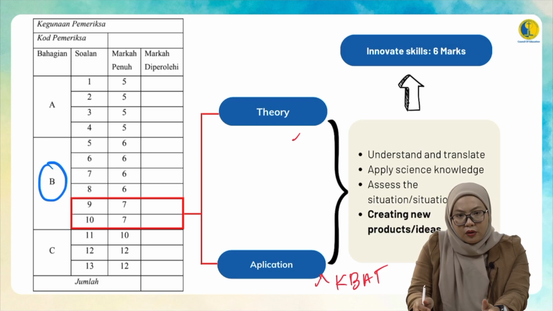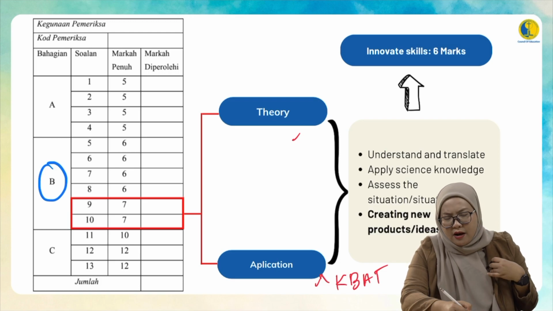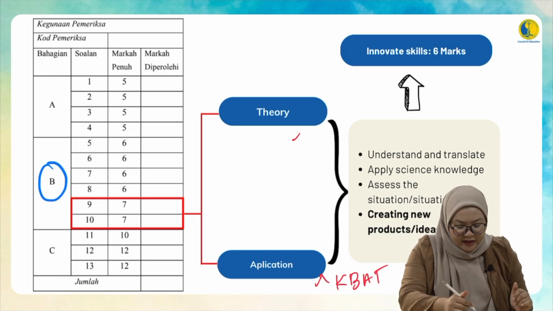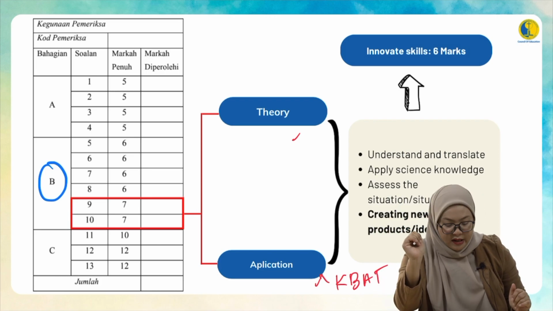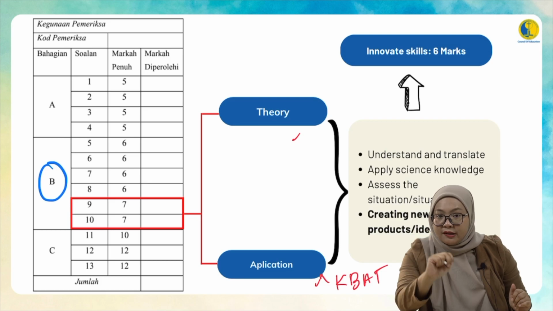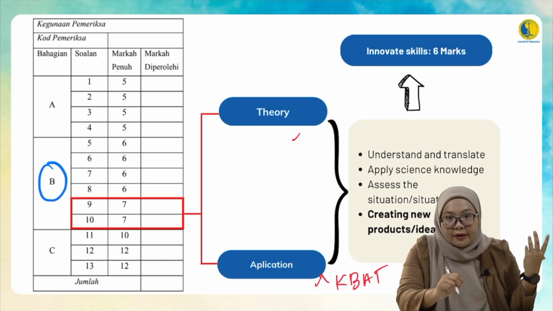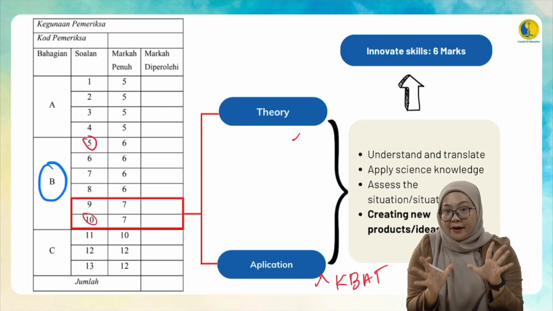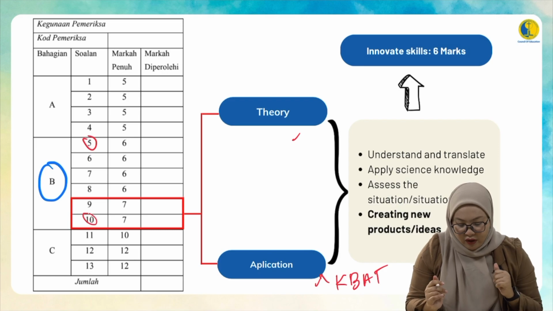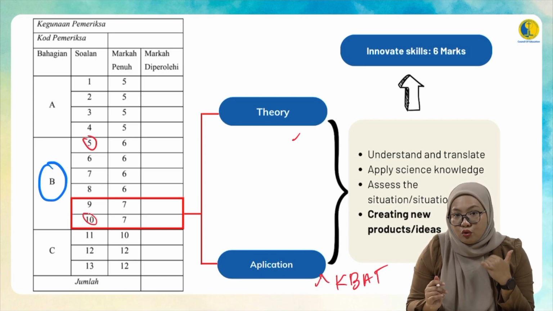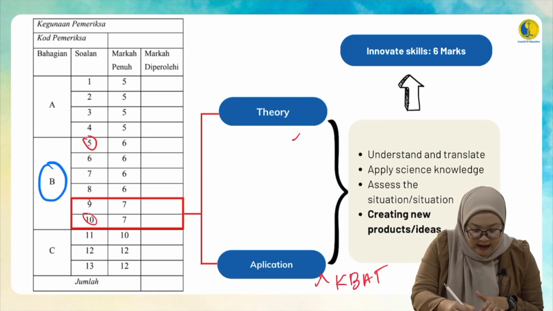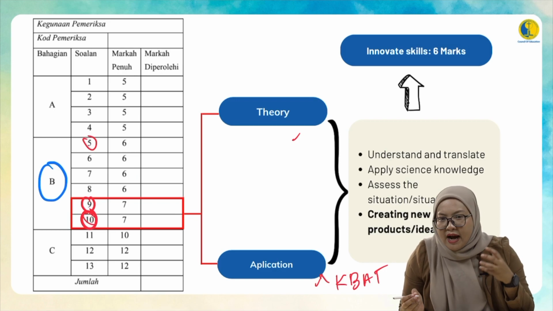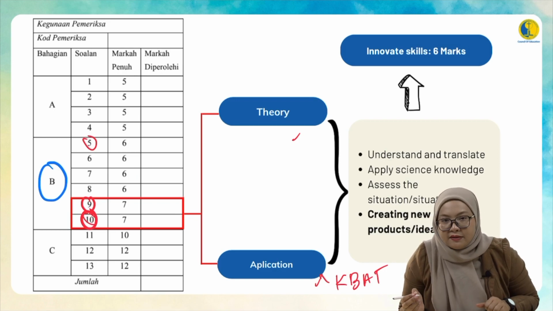Section B has the most questions compared to the other sections. Section A only has 4 questions. Section C has 3 questions, but you only answer 2. But section B, you have to answer everything. This is compulsory, from question 5 to question 10. But I'm going to focus on 2 questions only today, question number 9 and question number 10, where a lot of students are losing marks in this particular section.